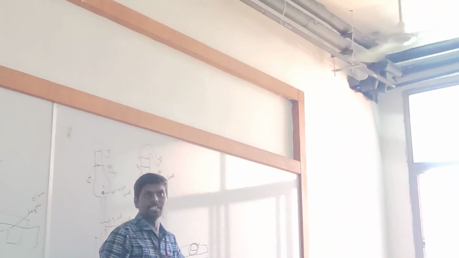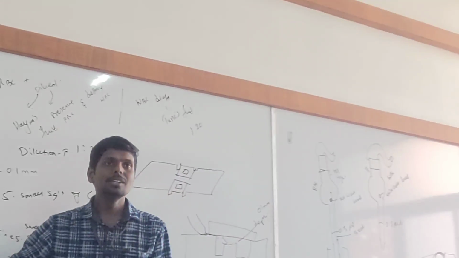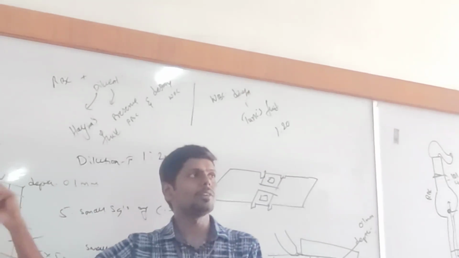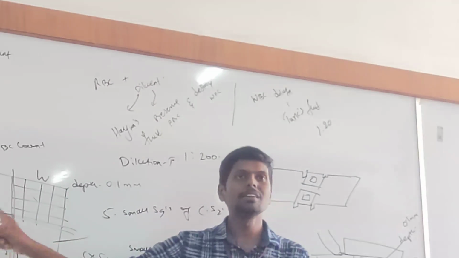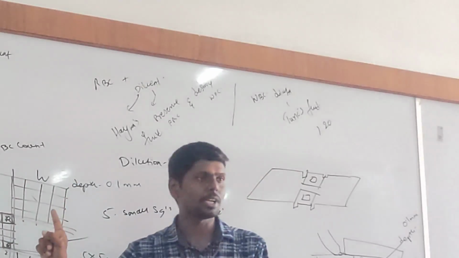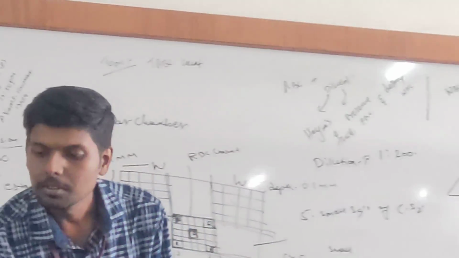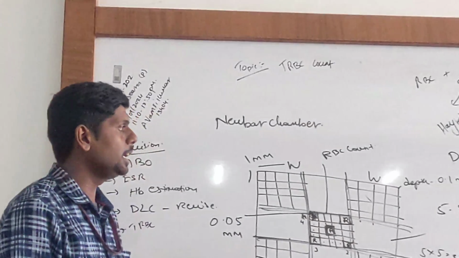Where will you count the red blood cells? You will count in the 5 small squares of the central square. You will start counting RBCs in the 5 small squares of the central square. Is it clear? Yes. This is the TRBC test.